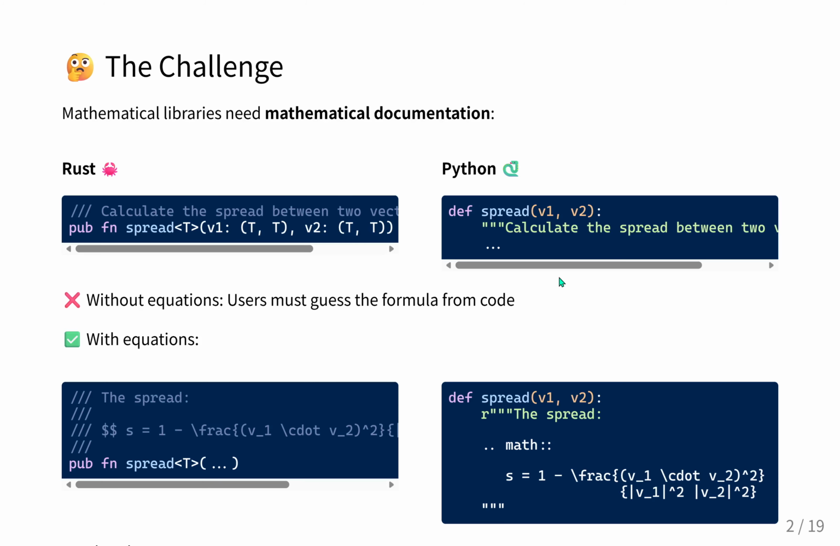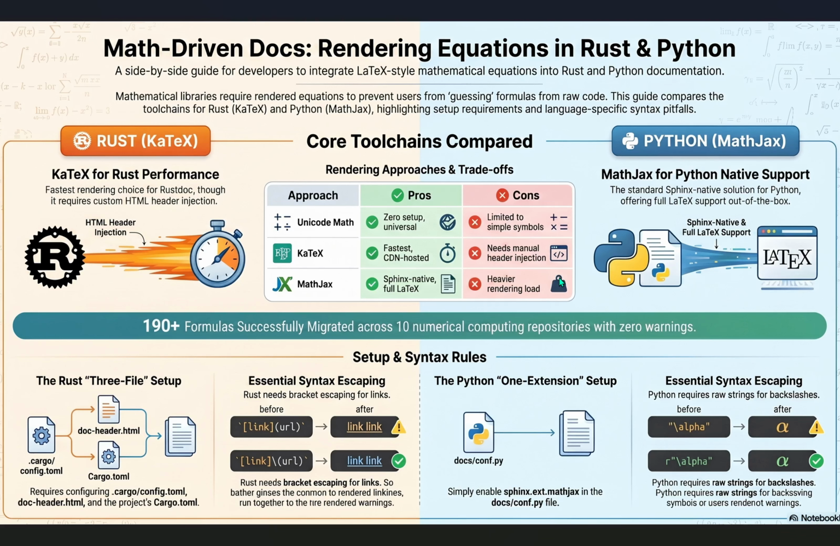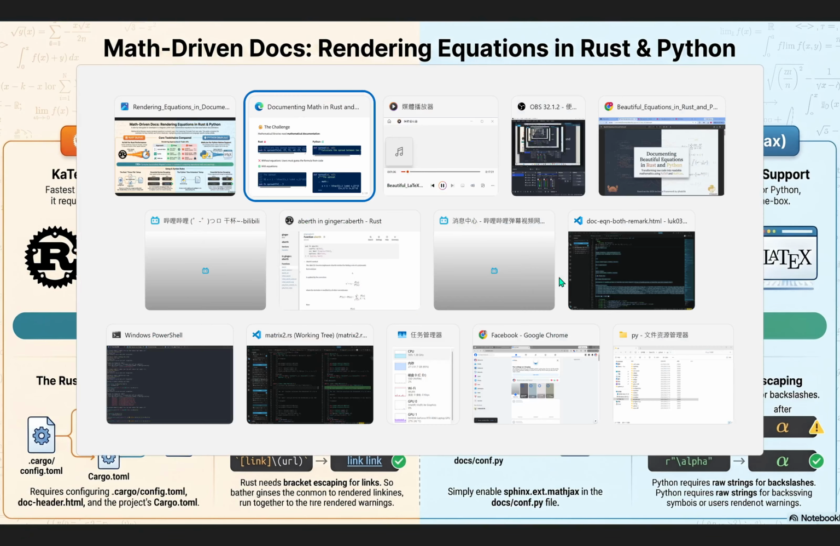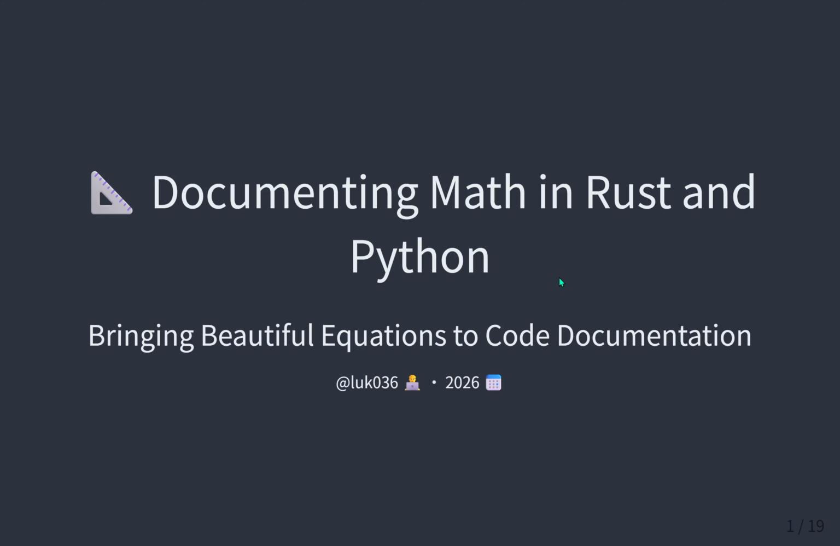You have to translate the code back into pure mathematics in your head before you can even begin to evaluate the logic of the program itself. And that cognitive bottleneck is the exact problem we are tackling in today's deep dive. It's such a crucial topic. It really is. We are unpacking a genuinely fascinating 2026 presentation by a developer who goes by the handle LUK036. The presentation is titled Documenting Beautiful Equations in Rust and Python.